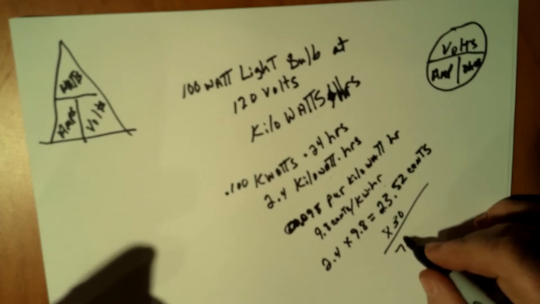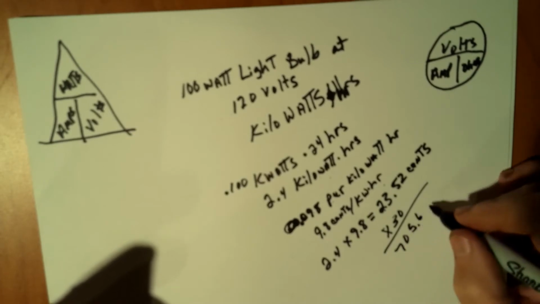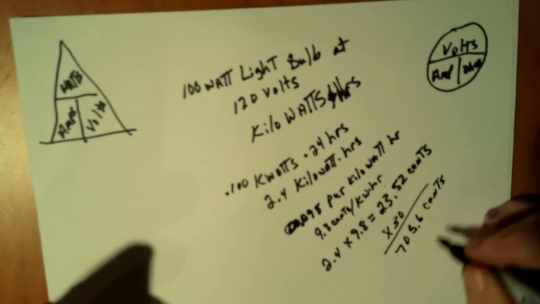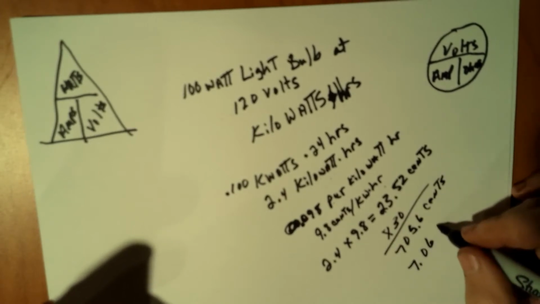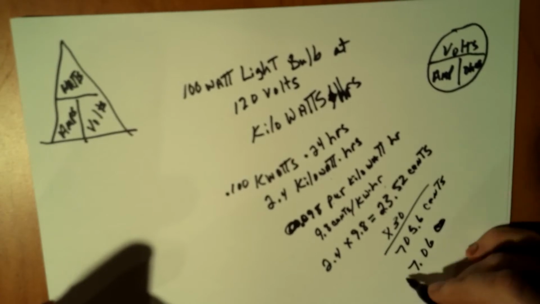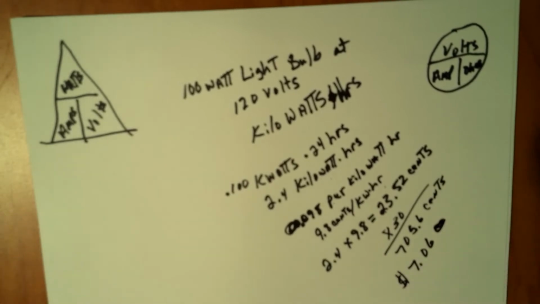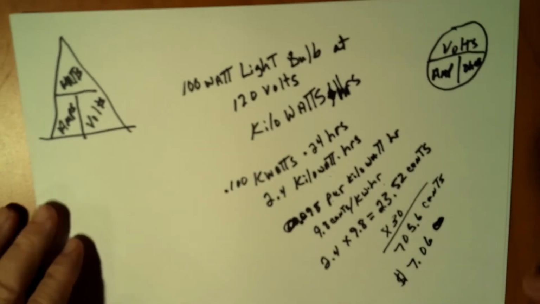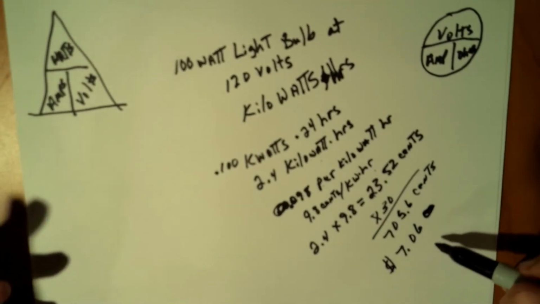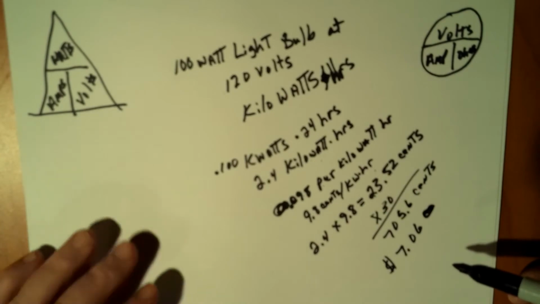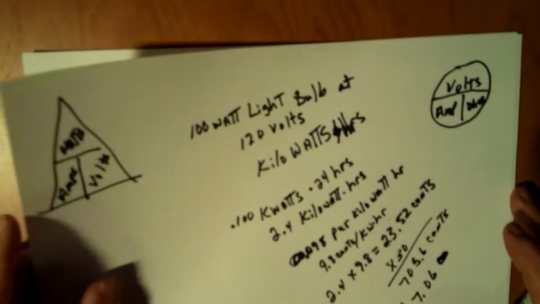That's 705.6 cents. Or in other words, that light bulb cost you $7.06 a month to operate. Does that make sense? To burn it 24 hours a day, it costs $7.06 to operate. Now, let's do another one.